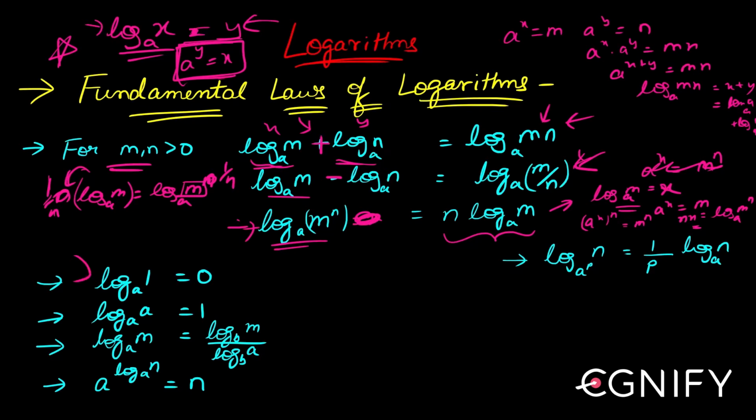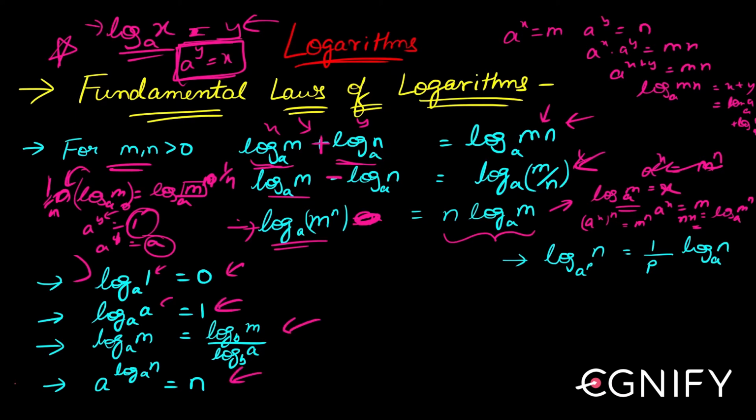After that, we have log 1 base a. So if your value is 1, that is something like a power y is equal to 1, and it will be 1 only if your y is equal to 0. So that's why you have a 0. Log a base a. So if you have a power y equal to a, it will be equal to a only if your y is equal to 1. So that's why you have a 1 here. Likewise, you can prove these identities also.